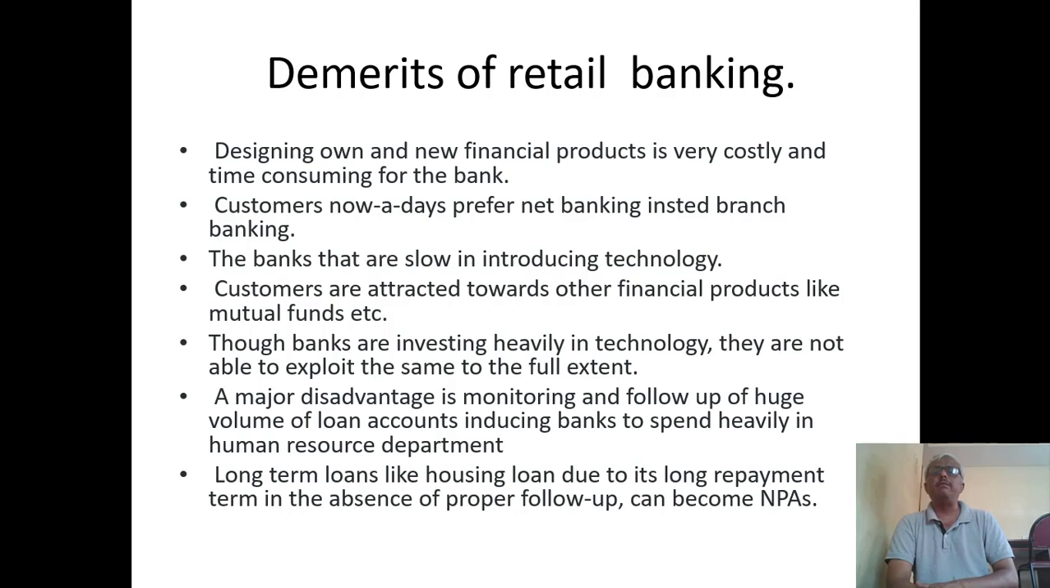Long-term loans like housing loans, due to their long repayment term, in the absence of proper follow-up can become NPA. Here, in the retail banking system, since house loans are long term, if follow-up is not taking place, it may turn into a non-performing asset. So these are the demerit points which we can come across with the retail banking system.